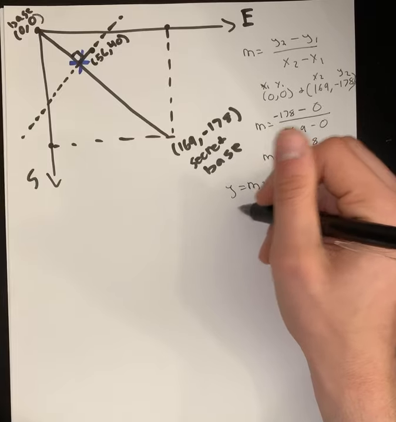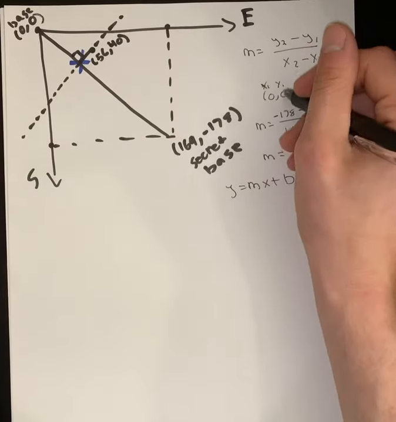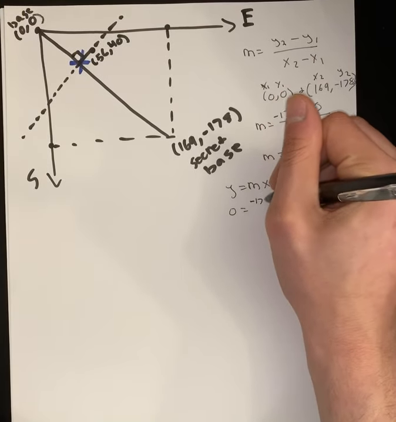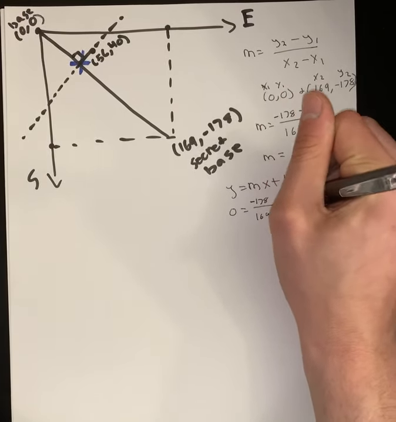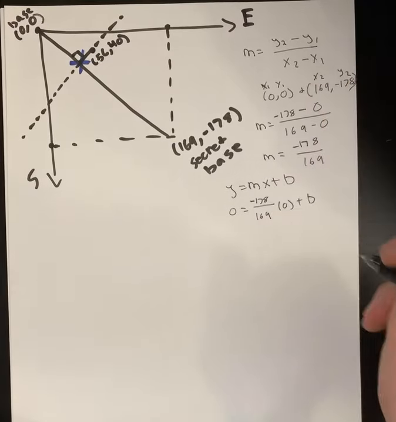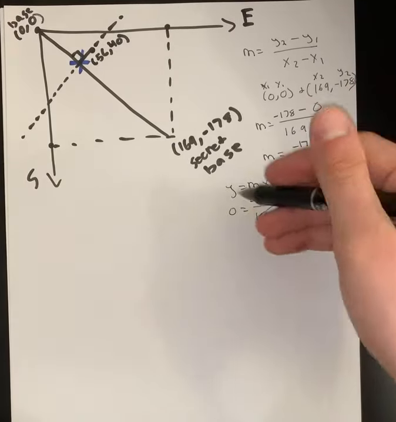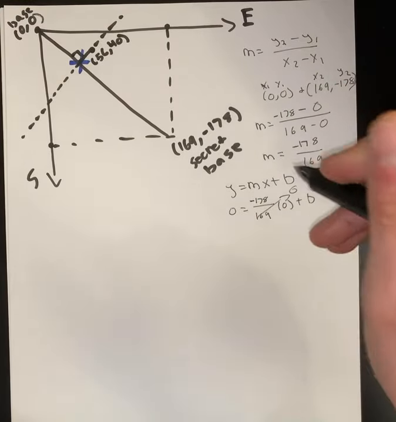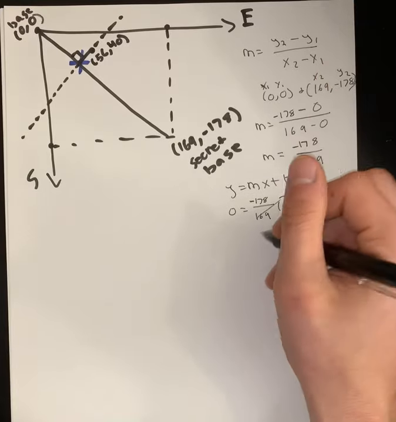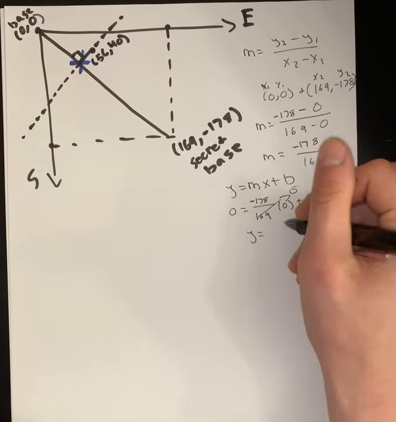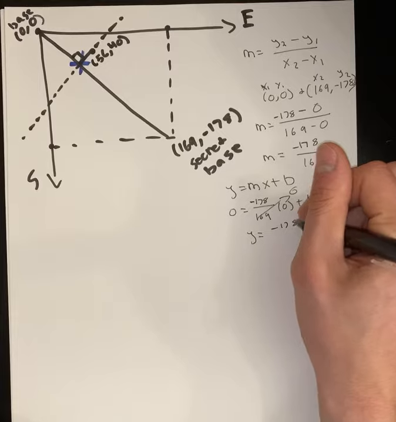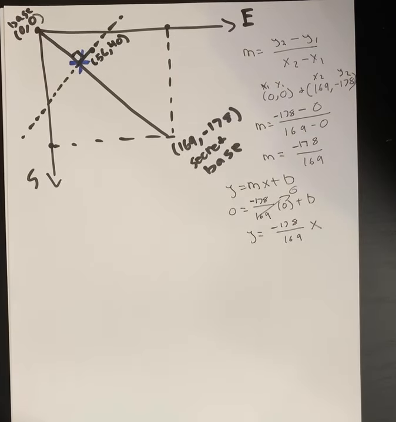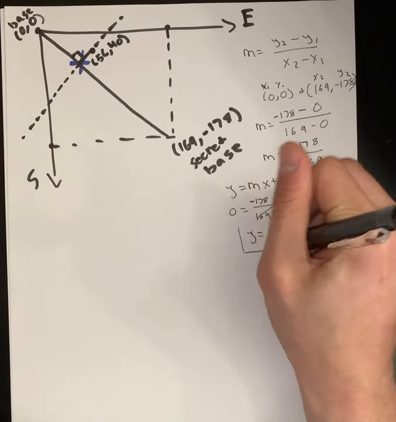So we plug in 0 for y and 0 for x, with our slope times 0 plus b. The slope times 0 is 0, so we know the y-intercept is going to be 0. That's telling us our equation is just going to be y equals negative 178 over 169x, because we have to make it linear. So this is our first equation.